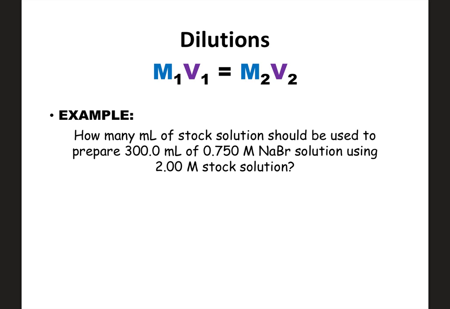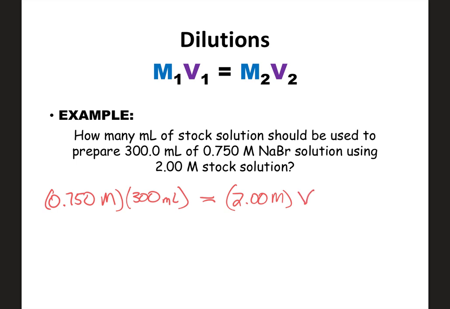These are some dead giveaways that this is going to be a dilution problem, and I have to use MV equals MV. All right, so pick a molarity and start. The first molarity I see is the 0.750 molar. The volume that goes with that, it tells me that I'm trying to prepare 300 milliliters of that. I'm going to set that equal to my other molarity. I am given the 2.00 molar. And I want to know what volume of that, or how many milliliters, I should be using of the 2 molar to prepare 300 milliliters at 0.750 molar.